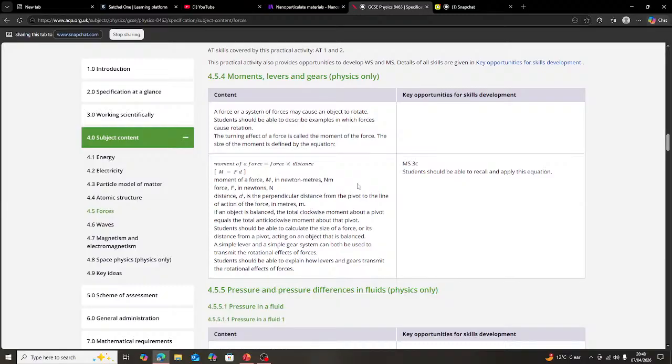So, to measure that, you need to go from the pivot to the thing you're measuring. Measure that distance. And then measure the moment. No, that's how you measure the moment, sorry. The distance and the force you're putting on it. Alright.